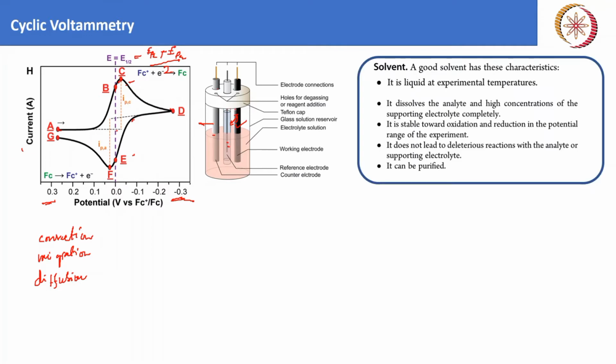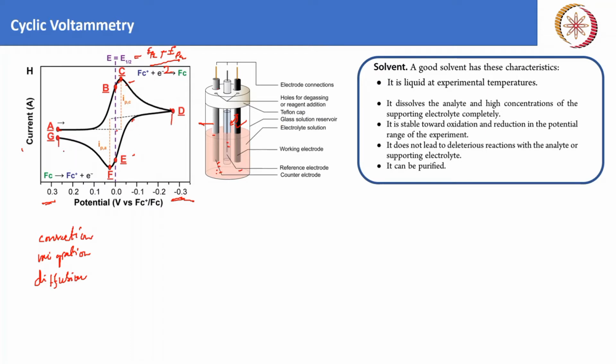Then we discussed what type of solvent we should take, or what characteristic features should be there for the solvent. Because we dissolve the electroactive species in the solvent, it should be stable at whatever temperature you are doing the experiment, and it should be inactive in that redox potential window.